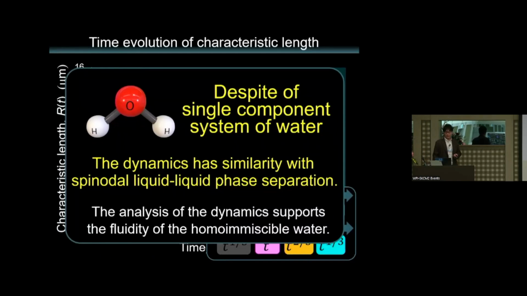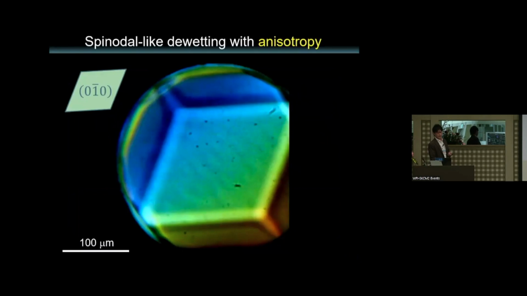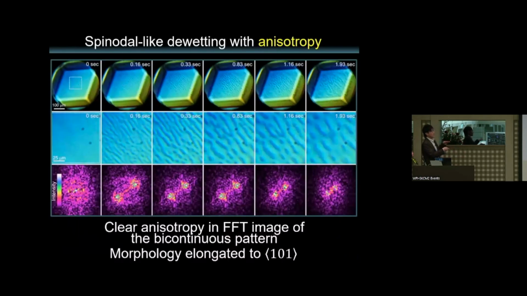Okay, so let me show you another interesting movie of the homoimmiscible water at the interface between water and ice V. The homoimmiscible water also shows spindle-like dewetting with anisotropy. Maybe you can see the spindle-like dewetting of the homoimmiscible water at the interface. This is the time-lapse micrographs of the dewetting, the middle line indicates the magnified image of the bicontinuous pattern, and the bottom one is the corresponding Fourier transformation. From the Fourier transformation, you can clearly see the anisotropy of this pattern, and this anisotropic pattern is always elongated along the 101 direction of the crystallographic orientation.